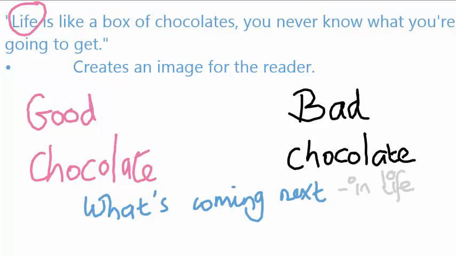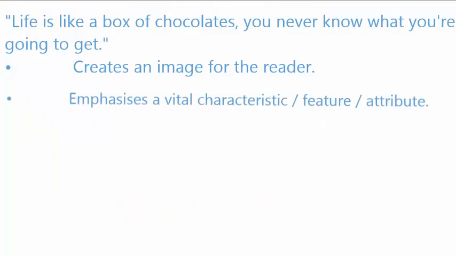And this is the inference you should be making. So life is a box of chocolate. You never know what you're going to get. It creates an image for the reader in the mind. By the writer using this, it creates an image. It emphasizes a vital characteristic, an important characteristic, an important feature, an important attribute. It emphasizes the importance of life.